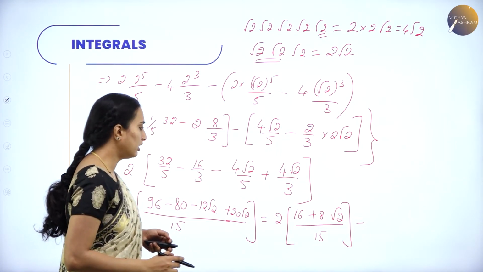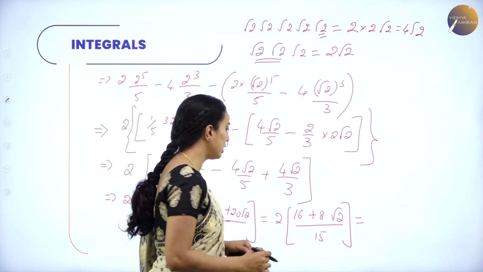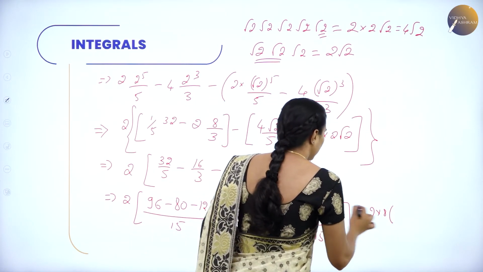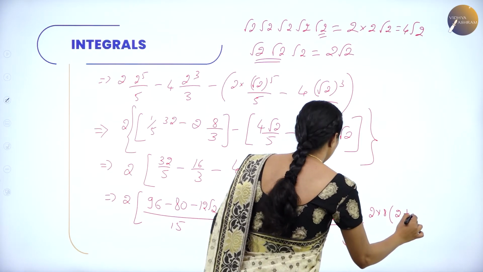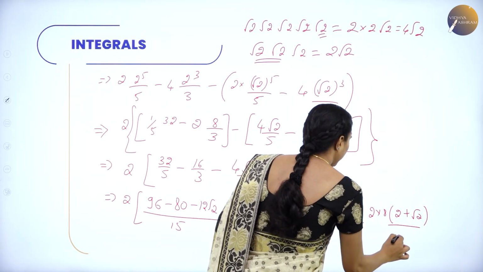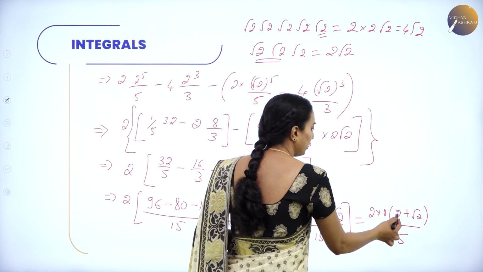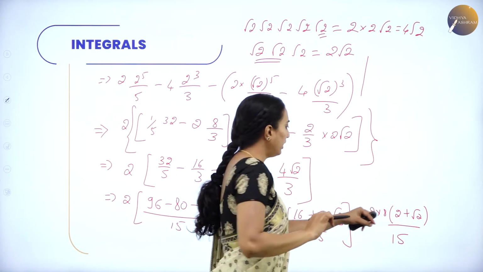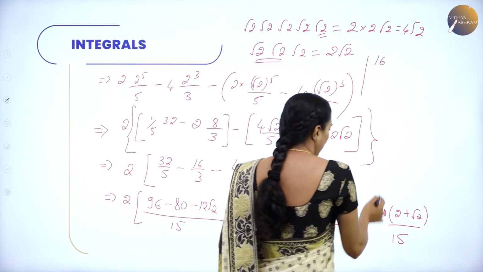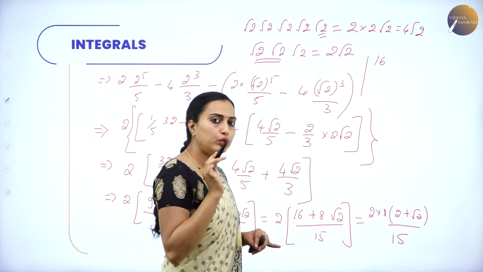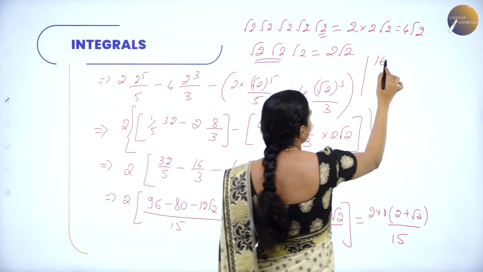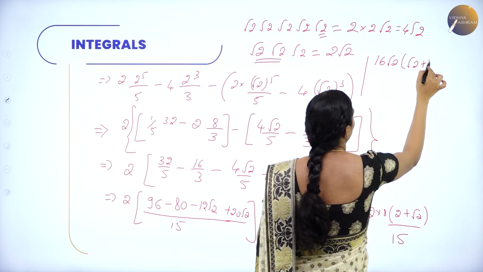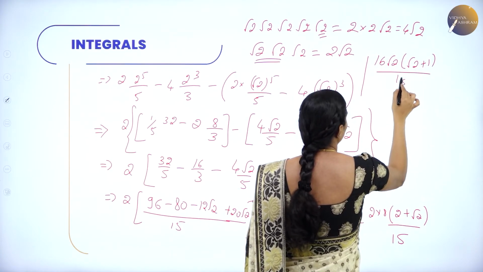Now which implies that you can have here the common factor is 8. So therefore 2 into 8 into 2 plus root 2 divided by 15. 2 can be written as root 2 into root 2. So therefore the final answer you are going to get is 2 into 8 is nothing but 16. Now 2 can be written as root 2 into root 2. Root 2 can be taken outside. 16 root 2 into another root 2 remaining here plus 1 divided by 15.